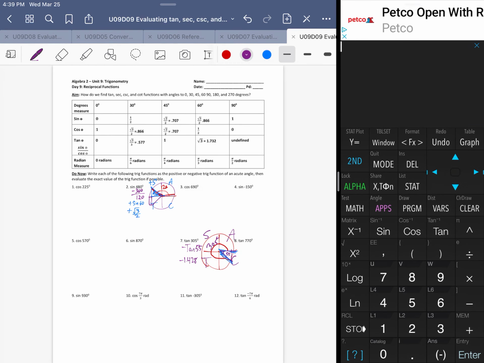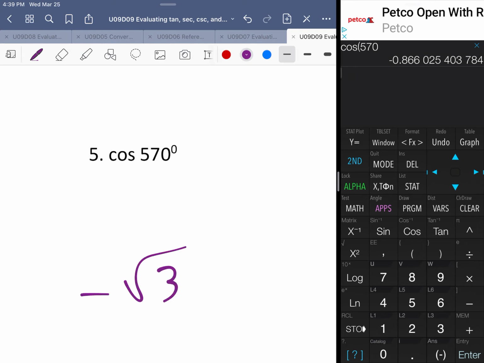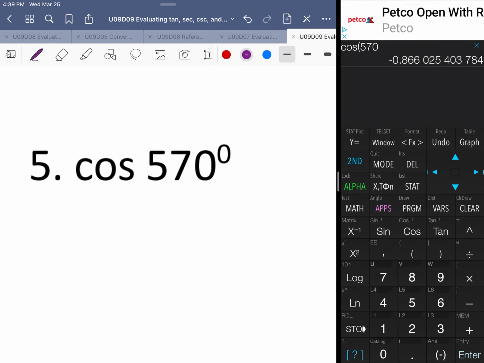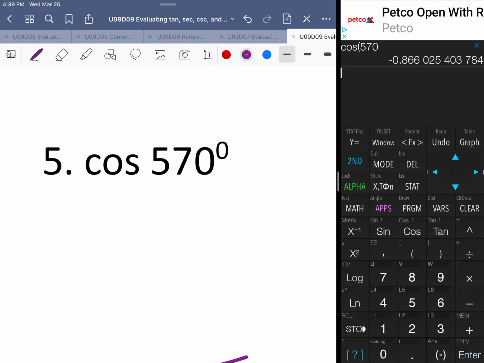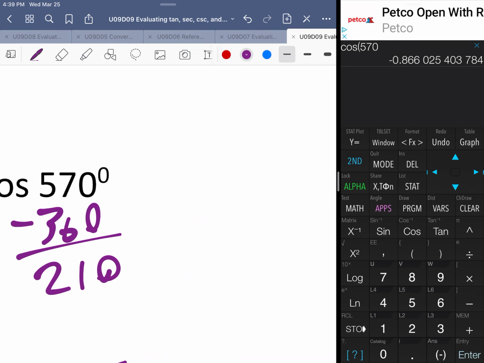Let's just do one more together. So let's do cosine of 570 with a calculator. Cosine of 570, I get 0.866, and it's negative, so my answer is negative radical 3 over 2. That's the easy way to do it, but that only worked out because 570's reference angle is one of those nicer numbers. So if we do minus 360, that'll be 210 on the axes.